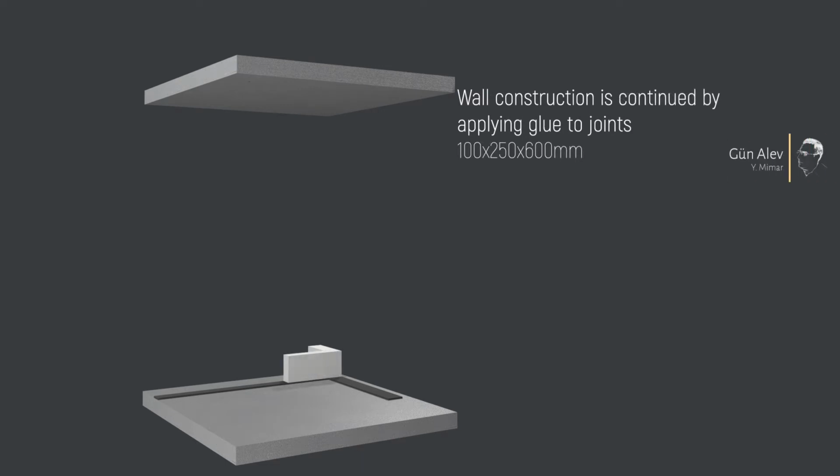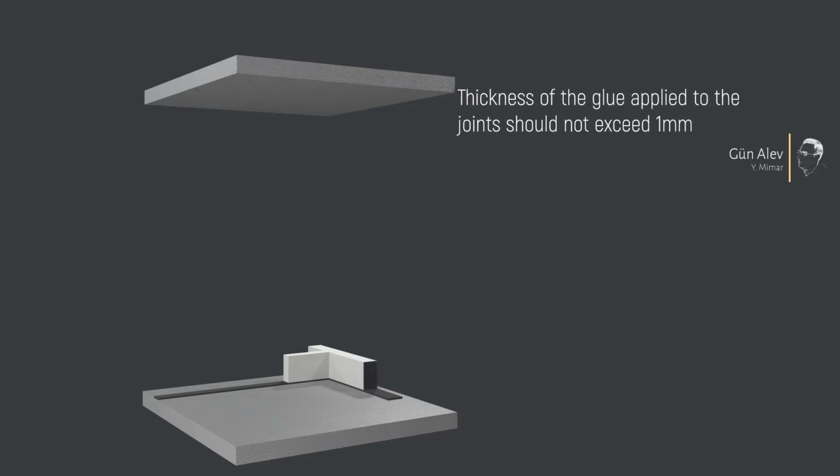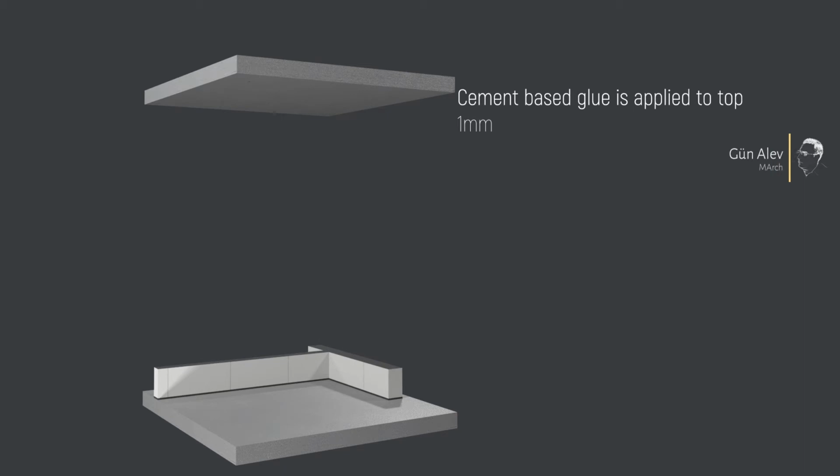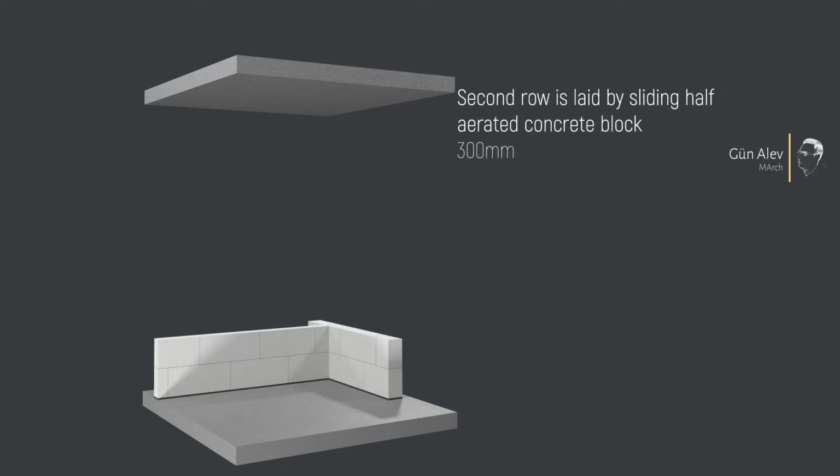Wall construction is continued by applying glue to joints. Thickness of glue on joints should not exceed 1 mm. First row is completed. Glue is applied to top. Second row is laid by sliding half block.